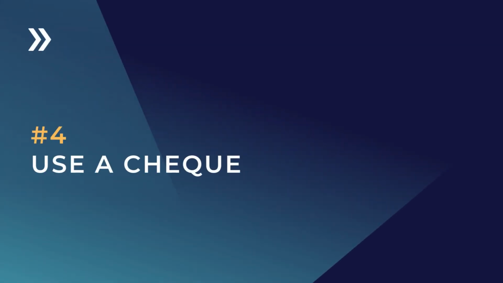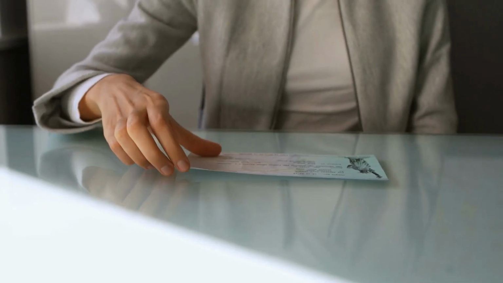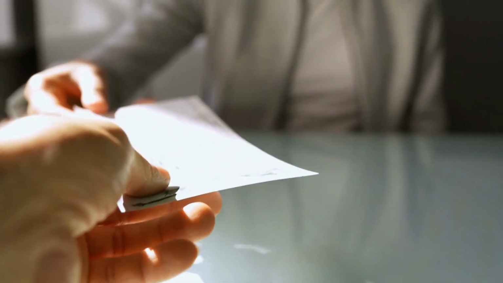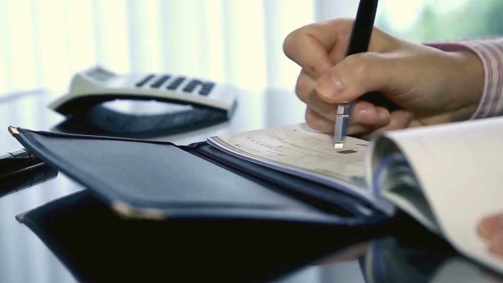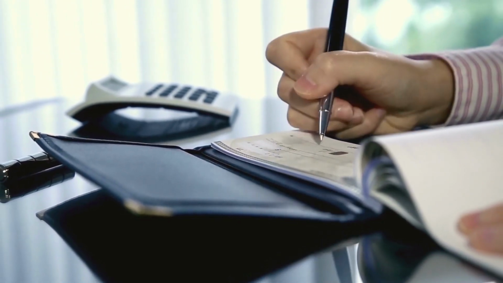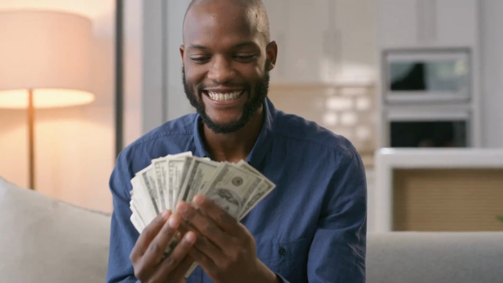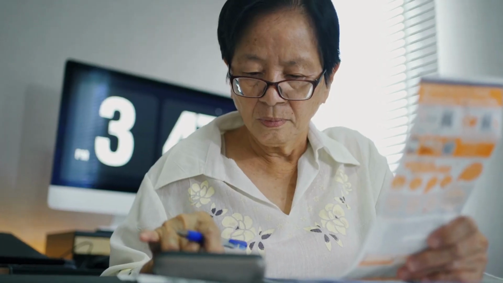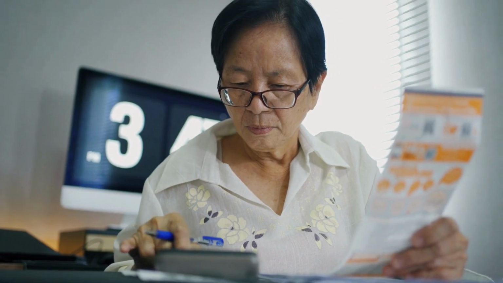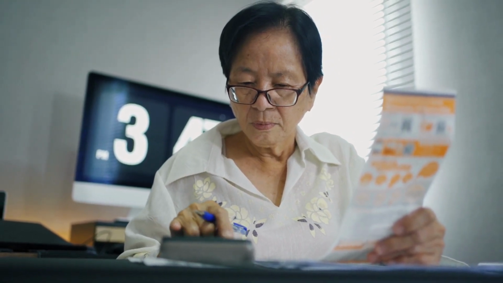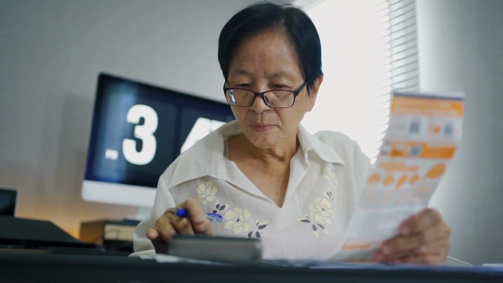Option 4. Use a check. If you're looking to transfer a small amount of money between banks, you may want to consider using a check. With a check, you can write a check from one bank account and deposit it into another. To do this, you'll need to provide the recipient's bank account information. You'll also need to pay a fee to the sending bank. Checks can be a quick and easy way to transfer money between banks. However, they can also be expensive, so you'll want to compare the fees charged by different banks before choosing this option.